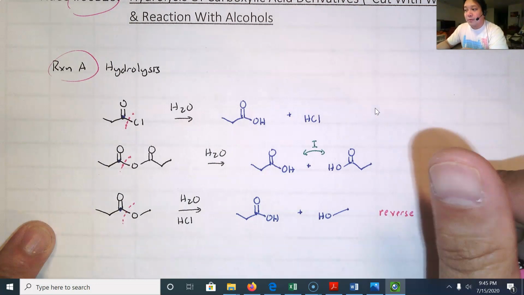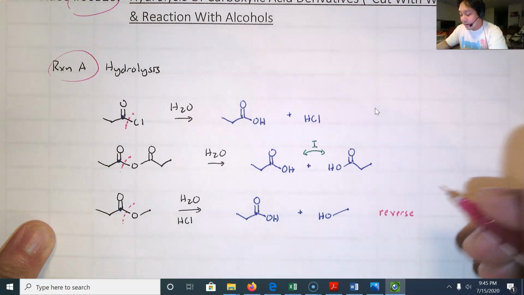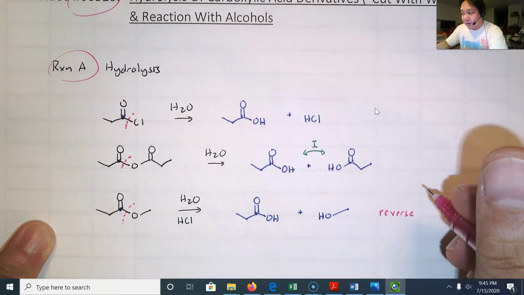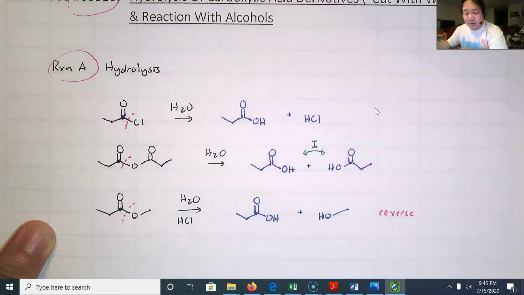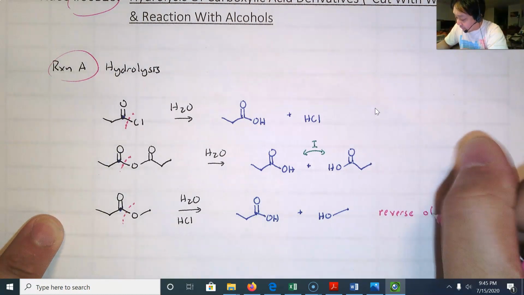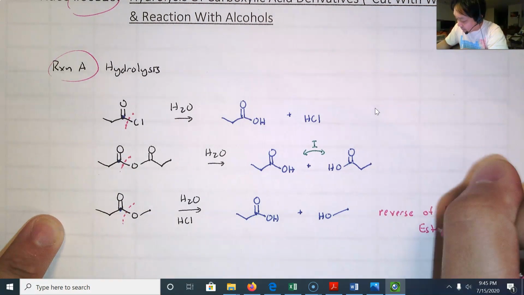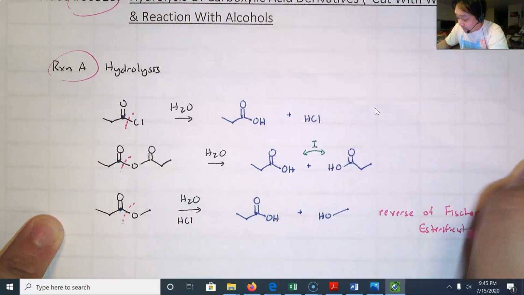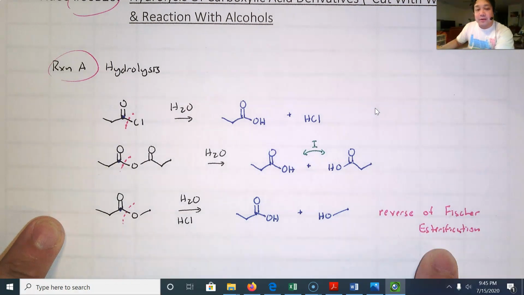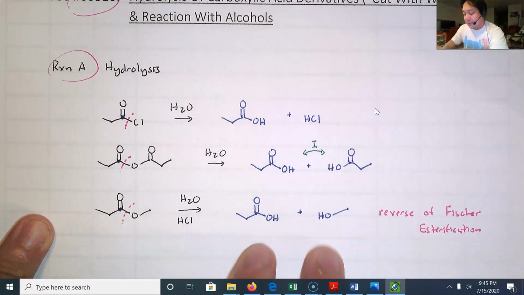Hopefully I told you when we looked over Fischer esterification and did the mechanism, that this is reversible. There were a bunch of equilibrium arrows throughout that mechanism. Reverse of Fischer esterification. What does that mean? If you know the Fischer esterification mechanism well, then you just reverse it to hydrolyze the ester back to its carboxylic acid and alcohol.